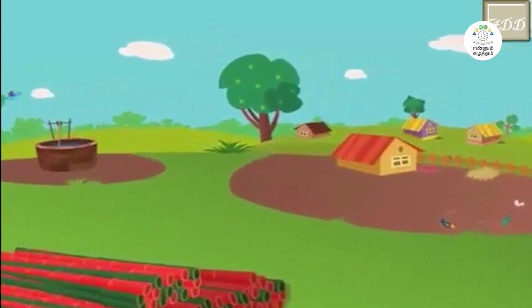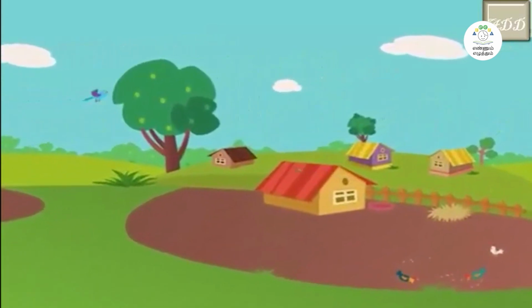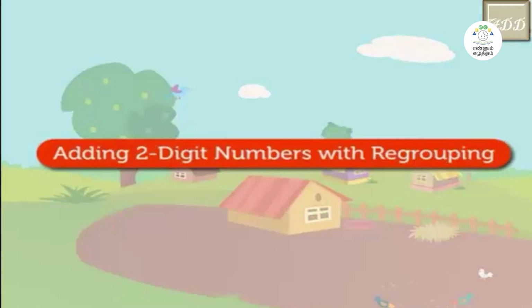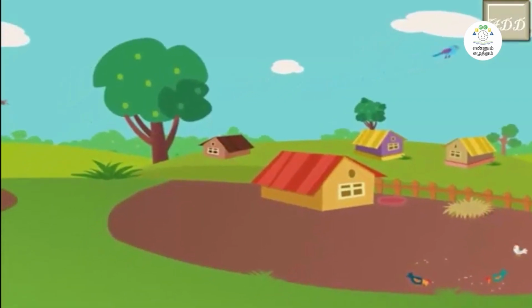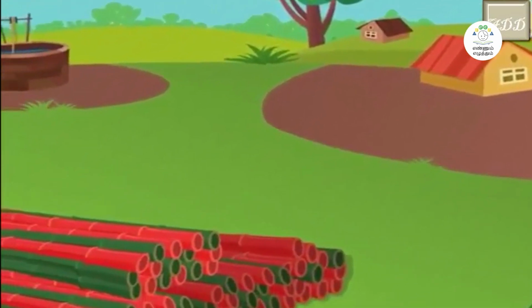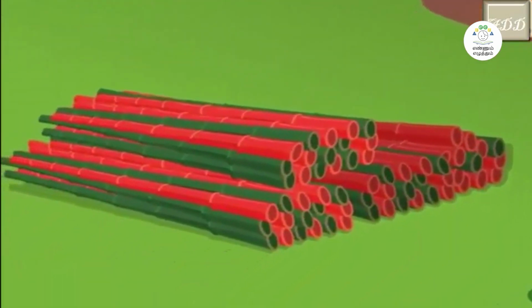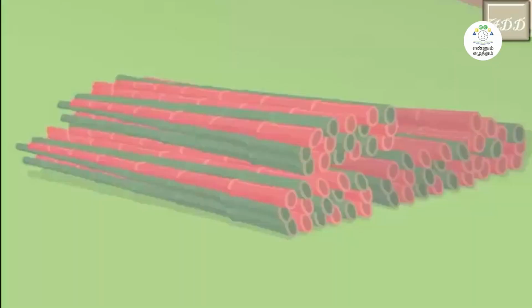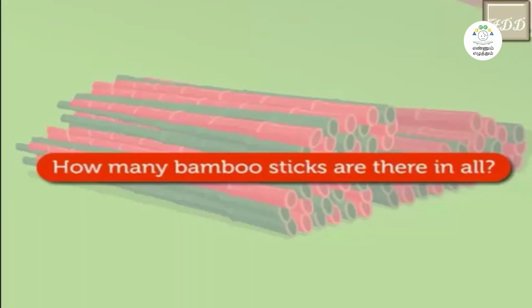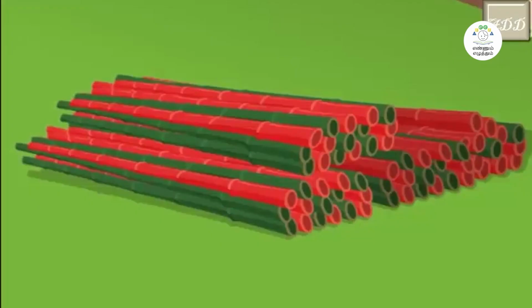Hey, look, a village. Come, let us learn adding two-digit numbers with regrouping in this village. Can you see those colorful bamboo sticks? There are 47 red bamboo sticks and 28 green bamboo sticks. Let's see how many bamboo sticks are there in all. Let's group them into tens and ones and then add them.